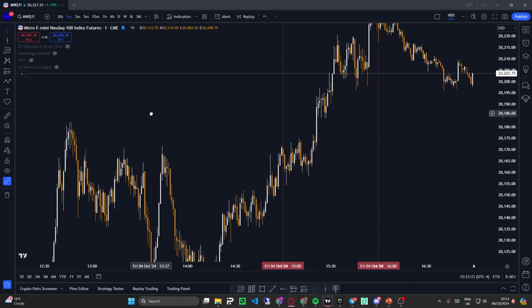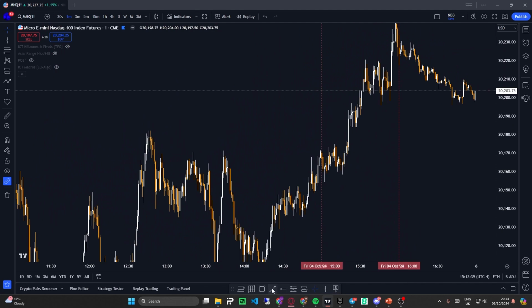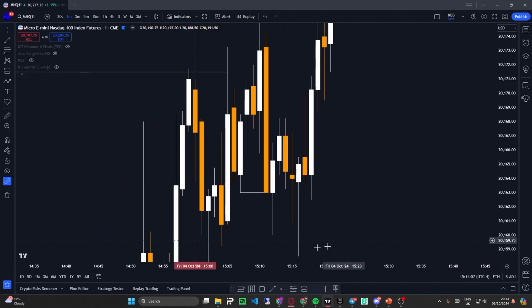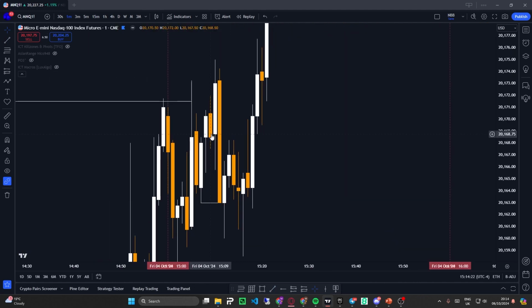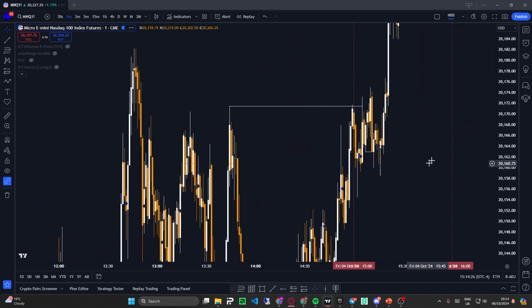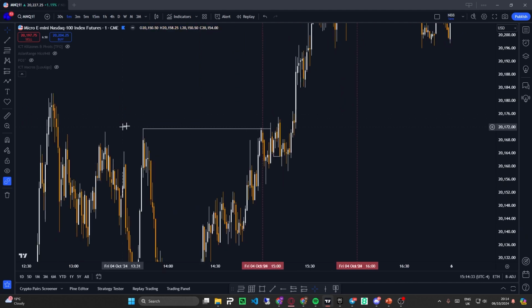Here is an example where following the silver bullet mechanically would have actually caused you to lose. So as we can see, we had a sweep of the previous hour high. Now, the majority of people would have seen this sweep, and they would have seen this market structure shift, and they would have taken shorts off of this order block. And what would have happened is their stop loss would have been hit. Now, the people following the silver bullet in this way are losing for a very, very good reason. And I'll tell you why.